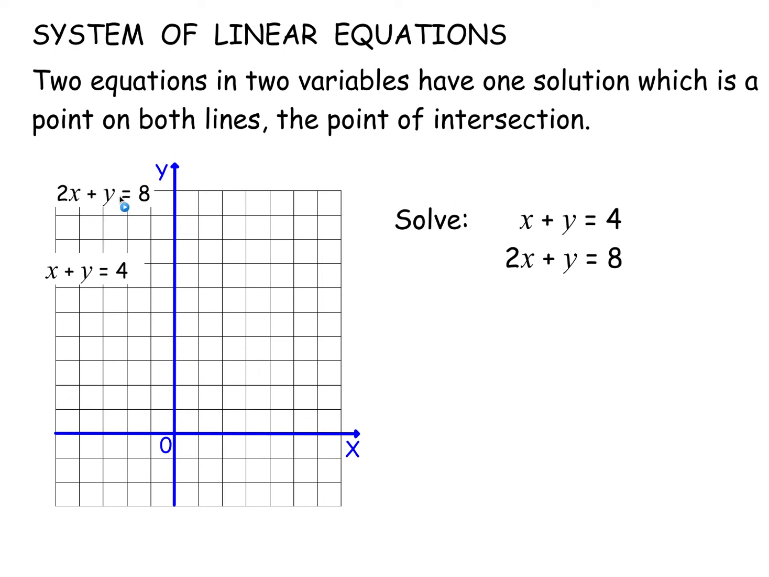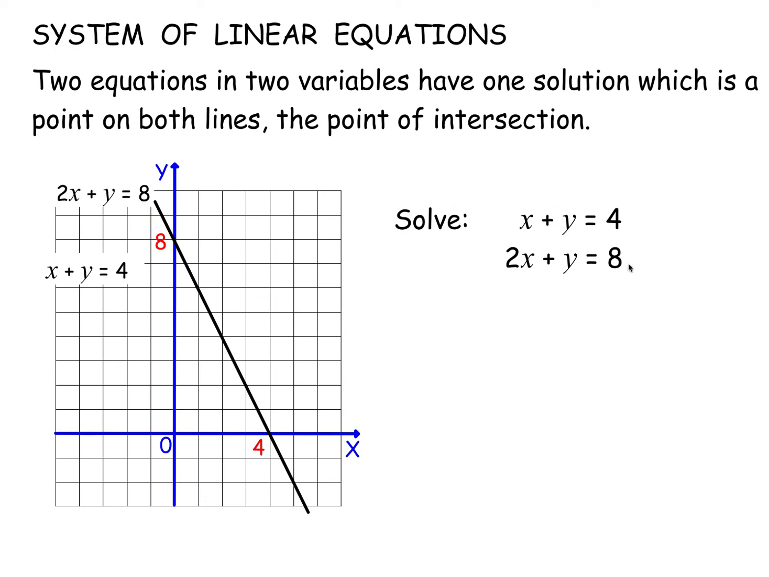The equation here, 2x plus y equals 8. That equation has a solution which is given by this line. This black line is all the points x and y that satisfy this equation. So it's an infinite set of points. So the line is the solution.